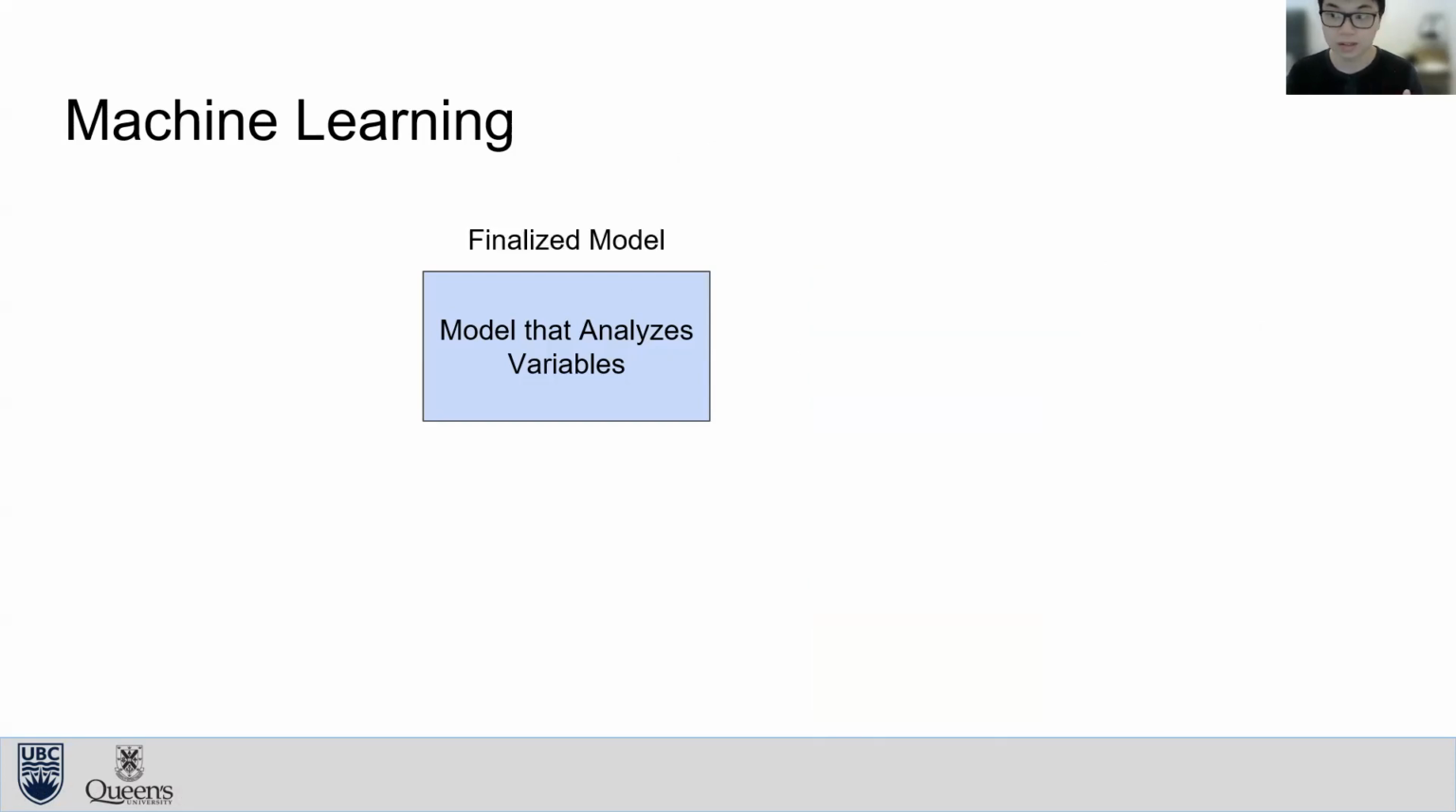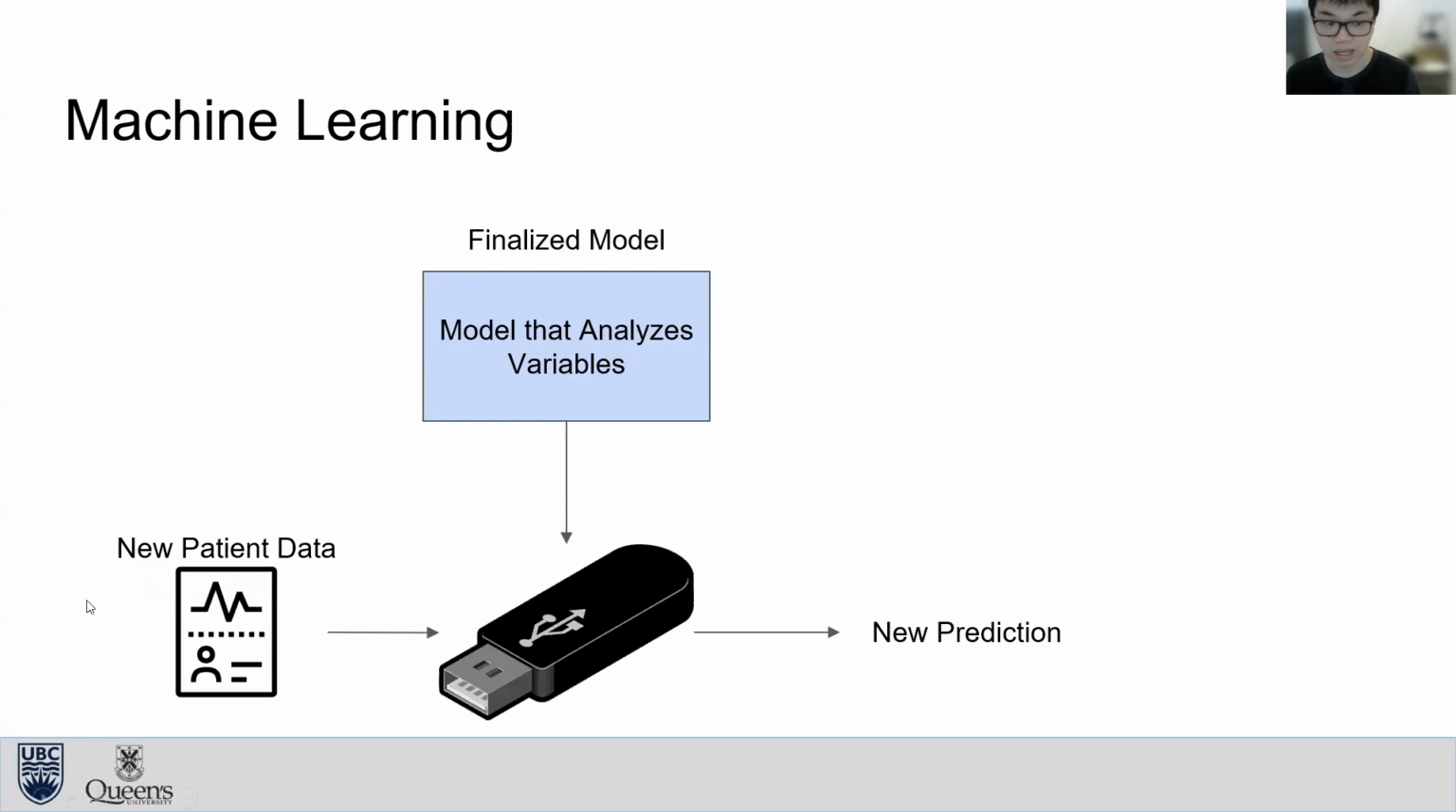Now, what we can do next is that after this model is optimized, we can take just this model, put it on a USB flash drive, bring a new patient in, and then use that new patient as the input. And then the output will be the new prediction for that patient. For instance, this model might predict the probability of group A strep. And you take a new patient in and you'll get that prediction for that new patient.